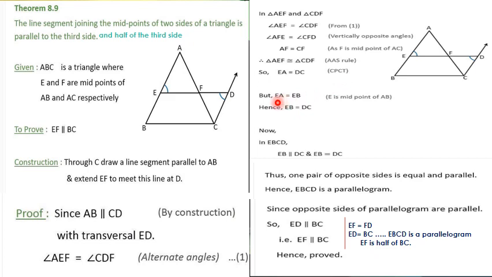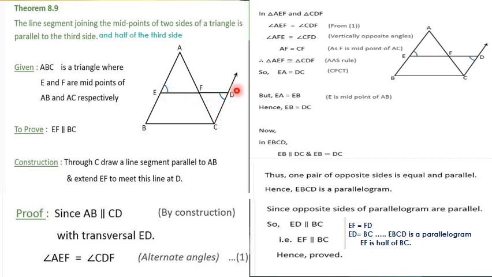But we already know that EA is equal to EB, because E is the midpoint. Here we got EA is equal to DC, isn't it? So in this equation and in this equation we have EA same. So you can compare these two and write EB is equal to DC. So EB becomes equal to DC by comparing these two equations.